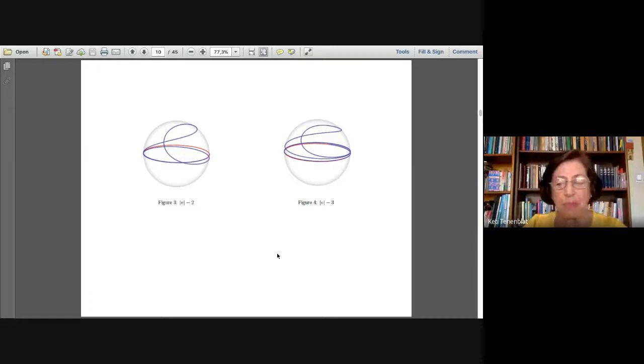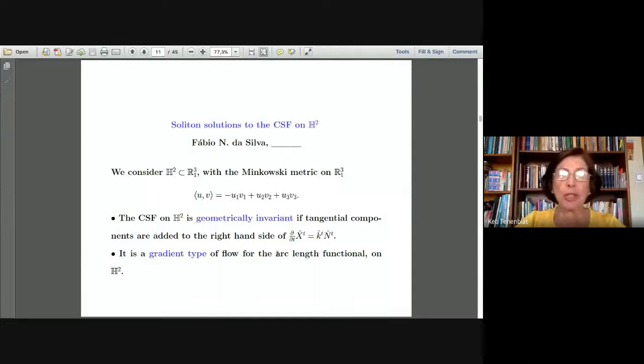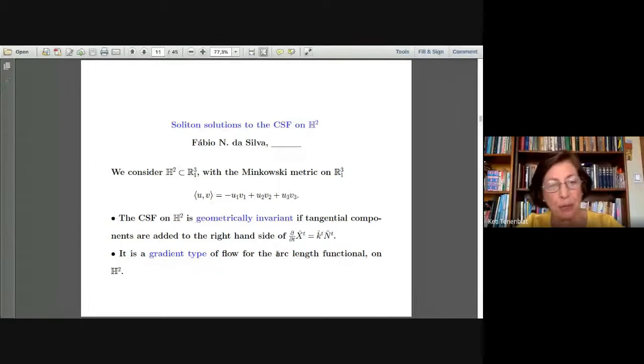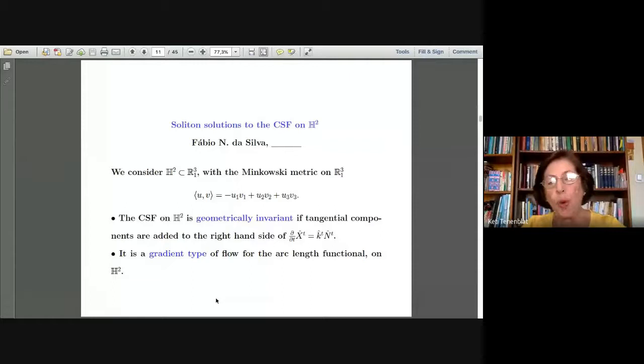Now I'll talk about the soliton solutions to the curve shortening flow on the hyperbolic plane, and this is joint work with Fabio da Silva. So we consider the hyperbolic plane H2 immersed into Minkowski's three-dimensional space. We are considering the metric with a minus sign on the first coordinate. And as before, you can show that the curve shortening flow on the hyperbolic space is geometrically invariant if you consider this equation and you add some tangential components on the right side. And also you can prove that this is a gradient type flow of the arc length functional on the hyperbolic plane.